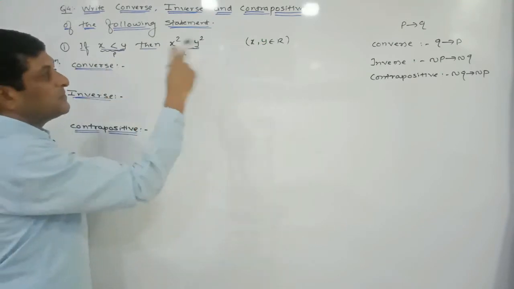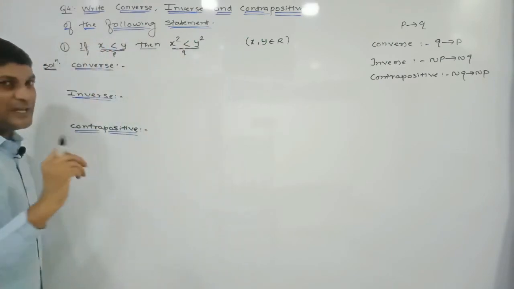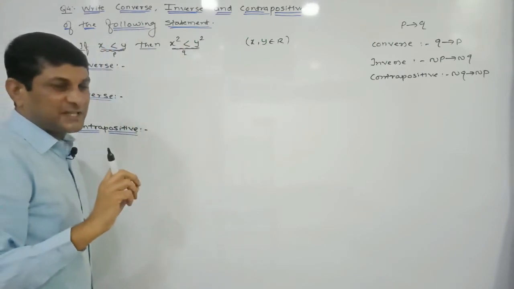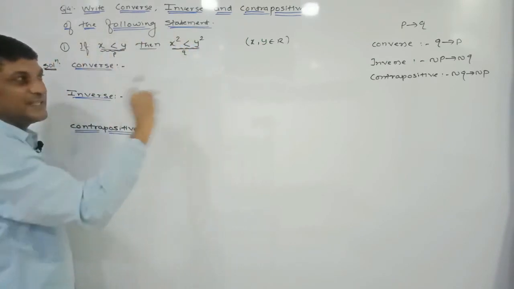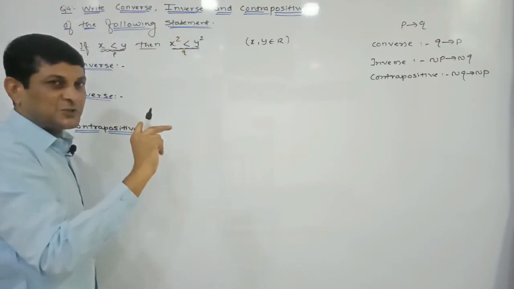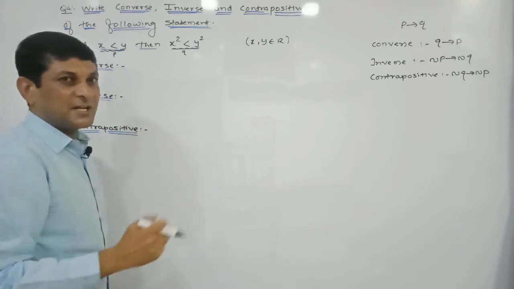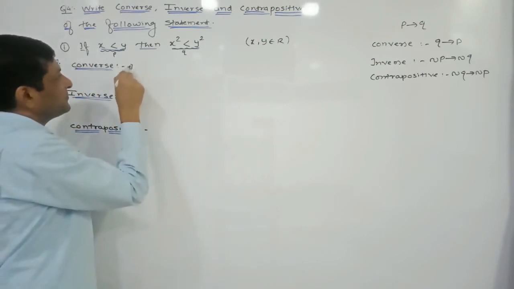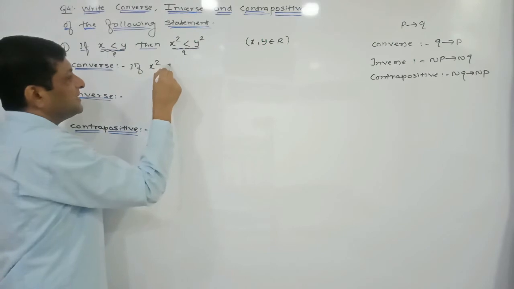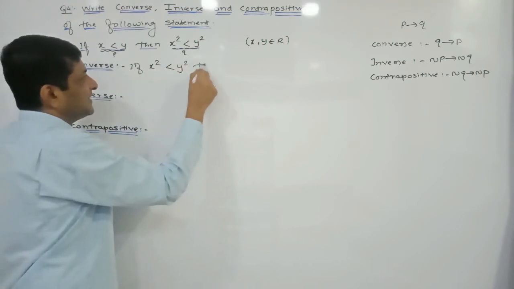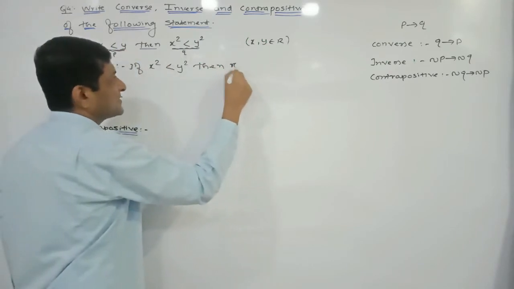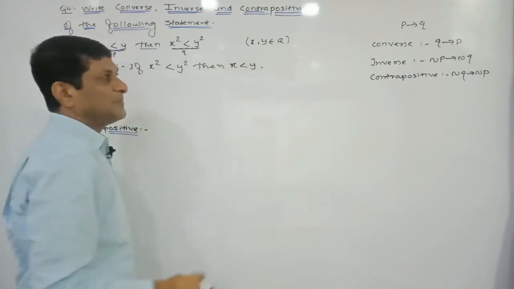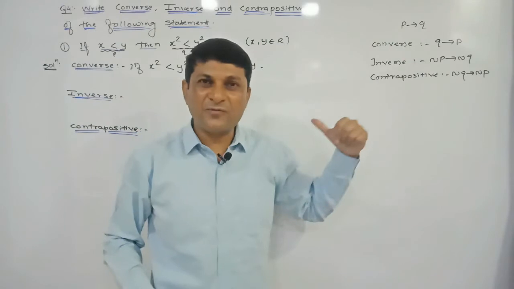Once P and Q are known to us, then the converse. Converse means Q implies P. Whenever implication is there, start with if. Conditional statement means it is connected by the logical connective if-then. So if x square is less than y square, then, meaning if Q then P. P means x is less than y. We are simply converting this symbolic form into verbal form.